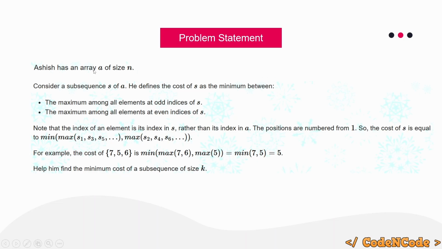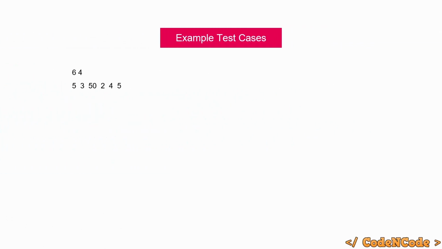So you are given an integer array of size n, out of which you have to pick a subsequence of size k such that it has the minimum cost among all possible k length subsequences, right? This will be much clearer if I explain with the help of an example. For example, you're given an integer array of length 6. First of all, in the first line you'll be given n and k. So n is 6, k is 4. So out of 6 elements you have to pick a 4 element subsequence, right?